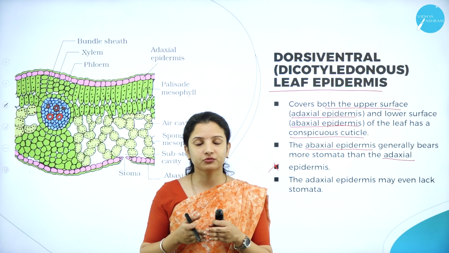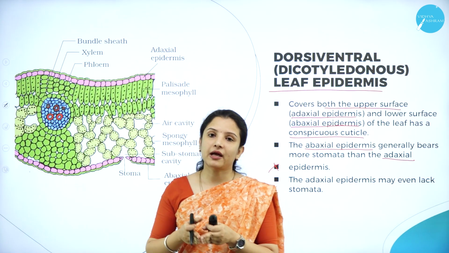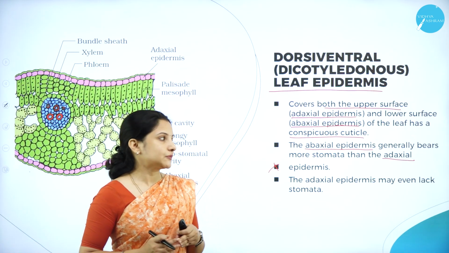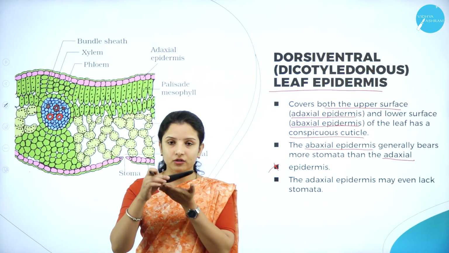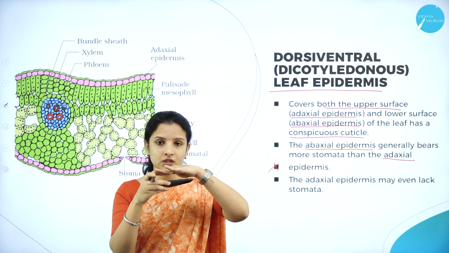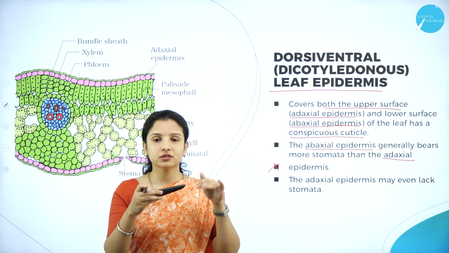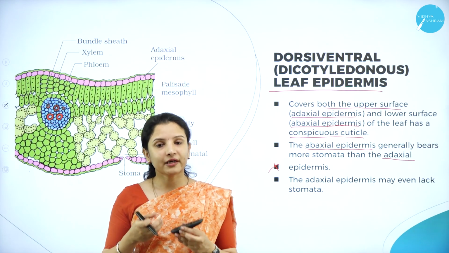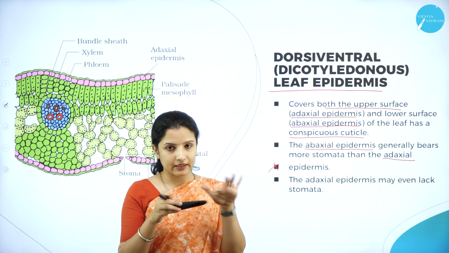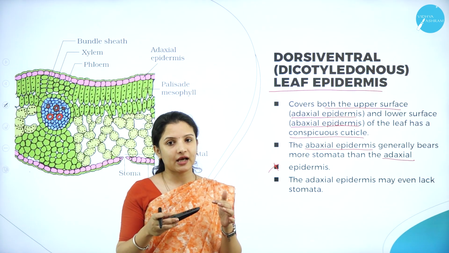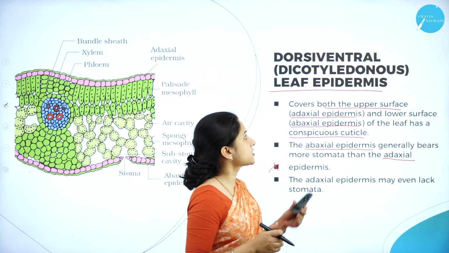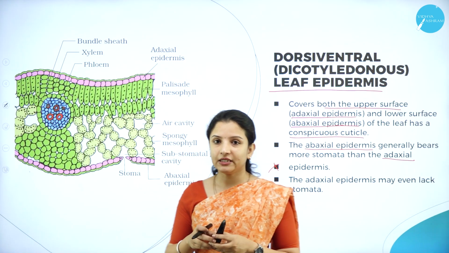And stomata are very important, as they help the plant in the process of transpiration and also in the exchange of gases, that is during respiration. So stomata are present in greater number on the ventral surface, that is the abaxial surface, and fewer in number on the adaxial surface, that is the dorsal surface. But in some species of dicotyledonous plants, the stomata on the adaxial surface are completely absent. That is on the dorsal surface, it is completely absent.